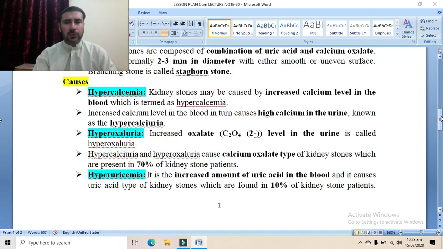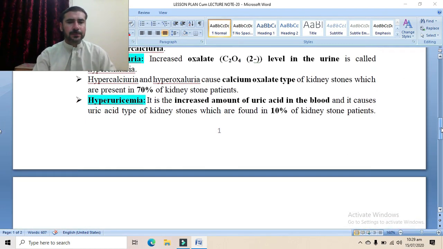Now these two types of stones, the calcium oxalate type and the calcium phosphate type, constitute around 70% of kidney stones. The third major cause of kidney stones is hyperuricemia. It is an increased amount of uric acid in the blood, and it causes uric acid type kidney stones, which make up 10% of the total kidney stones found in kidney stone patients.